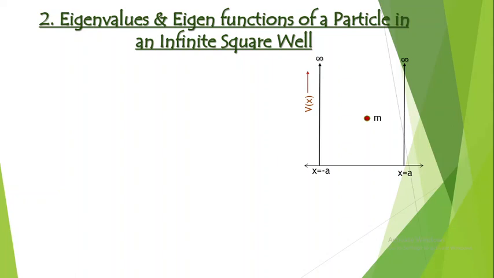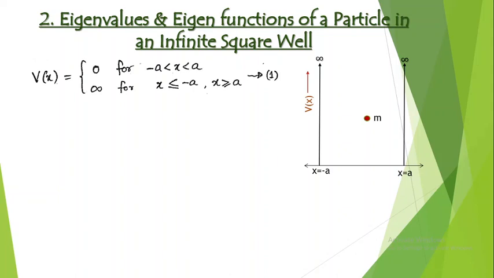That's why the particle cannot have that much high potential, and the boundaries are acting as impenetrable barriers. Means the particle of mass m will be trapped within the square well itself. It cannot be present at the boundaries or outside the square well. So let us define the potential: V of x is equal to 0 within the square well extending from minus a to plus a, and V of x will be infinity for other cases, that is at the boundaries and outside the square well. Let us call it equation number 1.